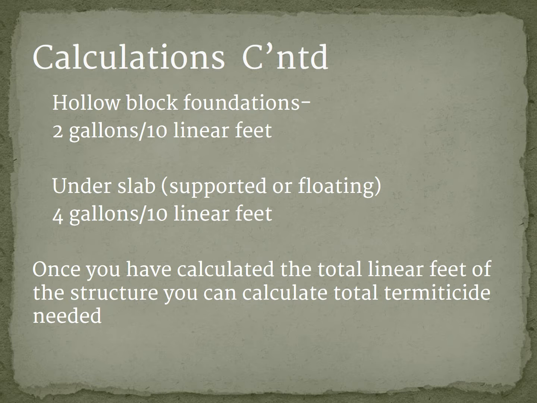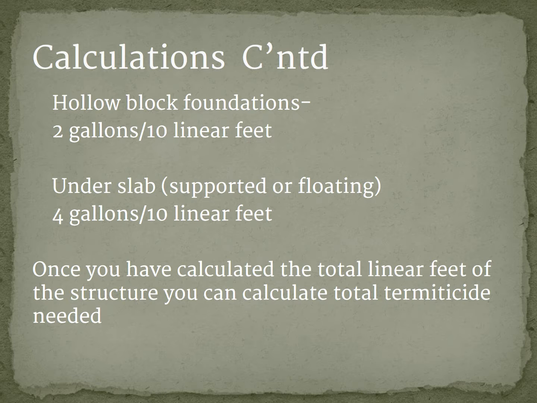Another thing that I know is confusing for a lot of people is when you angle drill through the outside, through the hollow block, and you drill all the way up under that slab inside. You're only going to do this on supported or floating slabs, because mono slabs, where they're poured, they're so thick on the edges, you wouldn't get your termiticide all the way in there anyways. So keep in mind that you're going to treat underneath these slabs at a rate of 4 gallons per 10 linear feet.